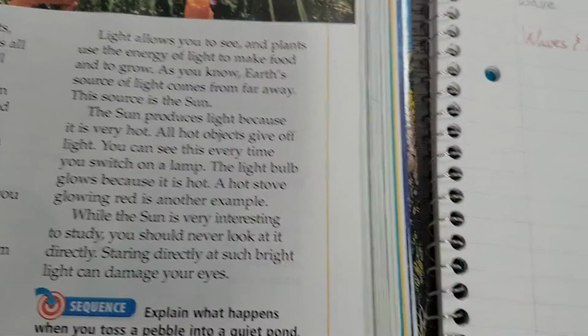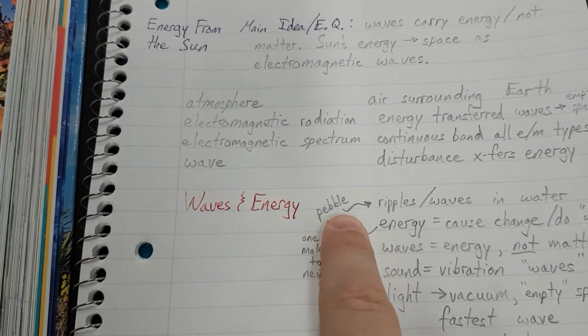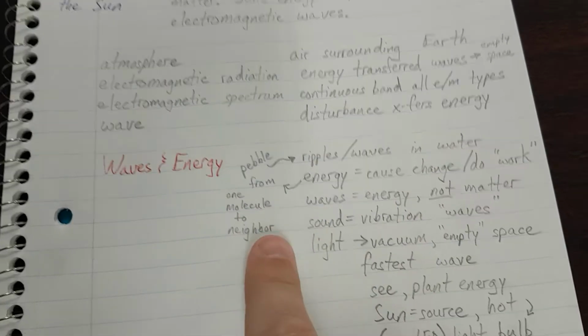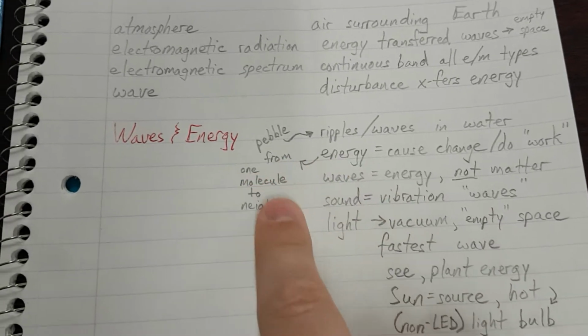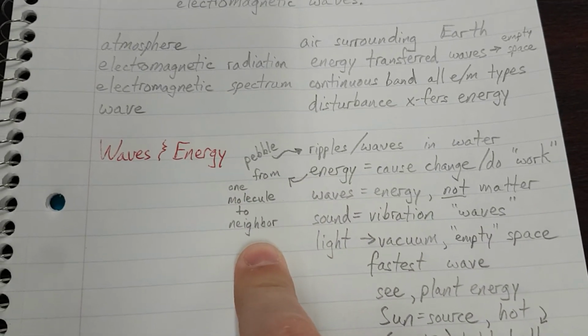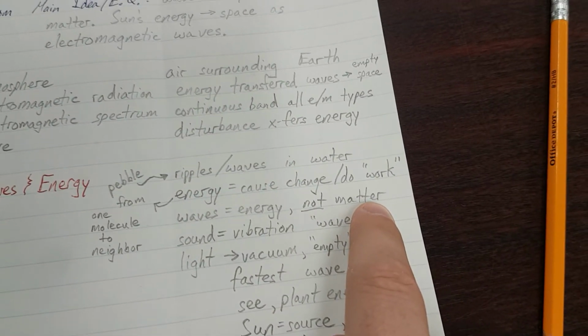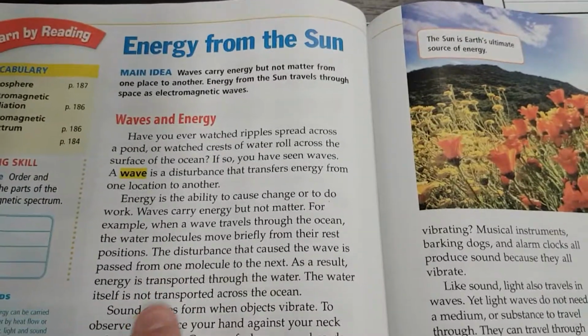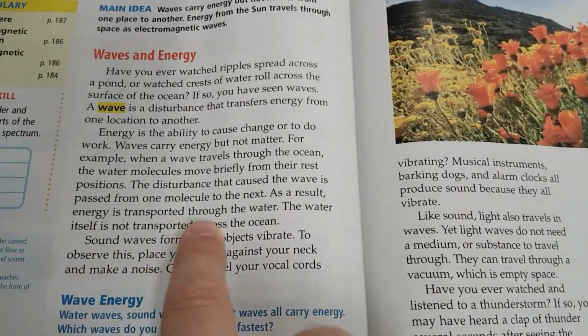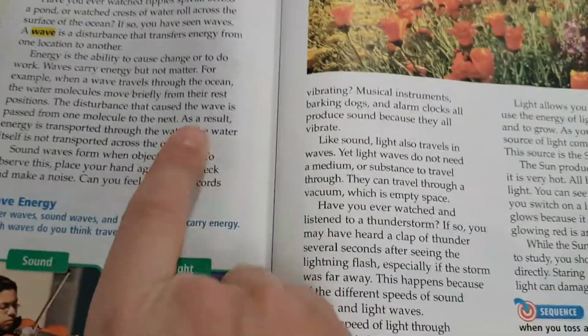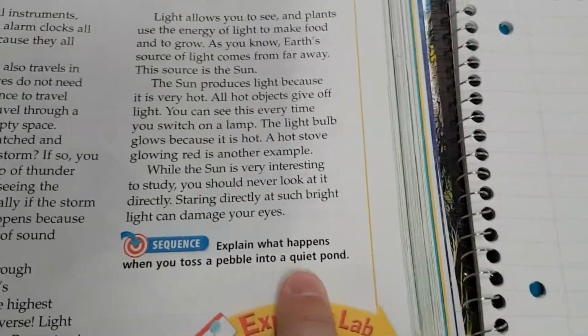But, okay, let's say the part that's missing right here where it says the but. Okay? When you toss a pebble into a quiet pond, it causes ripples or waves in the water. Energy moves from one molecule to its neighbor. But the matter does not move. The molecules do not move with the energy. Okay, where did it say that? Remember it said it somewhere right here? As a result, energy is transported through water. The water itself is not transported across the pond.